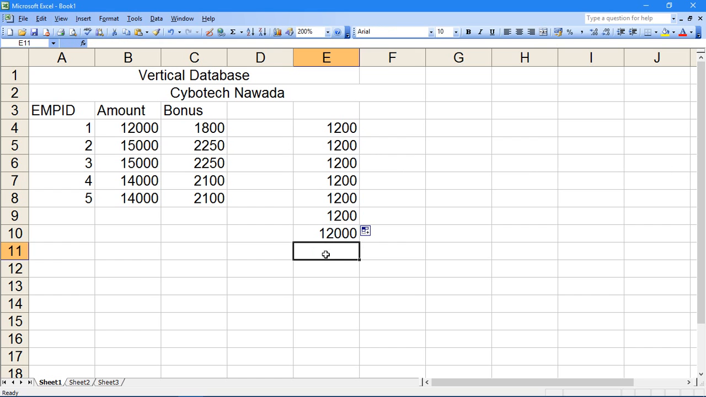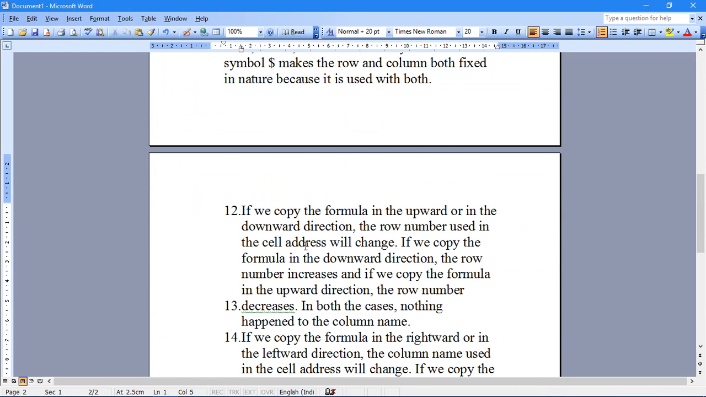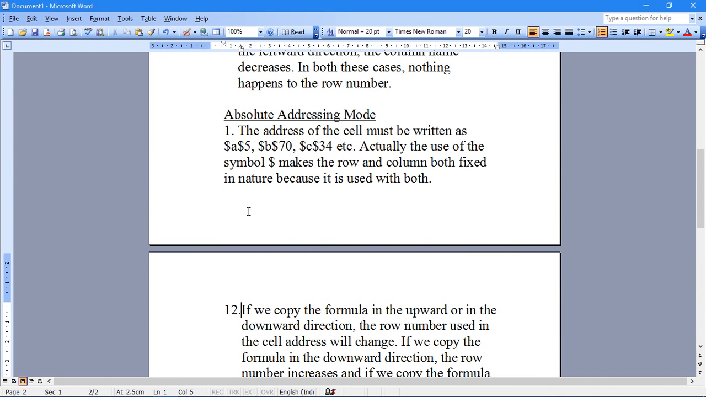If in this cell again I am writing $E$10 into 15%, suppose. Now using the fill handle, if we copy it downwards, what happens? Nothing is changed. Why nothing is changed? I have already written here. Actually, in the absolute addressing mode, we use the symbol dollar with both the column name as well as with the row number, and the use of dollar makes both static.